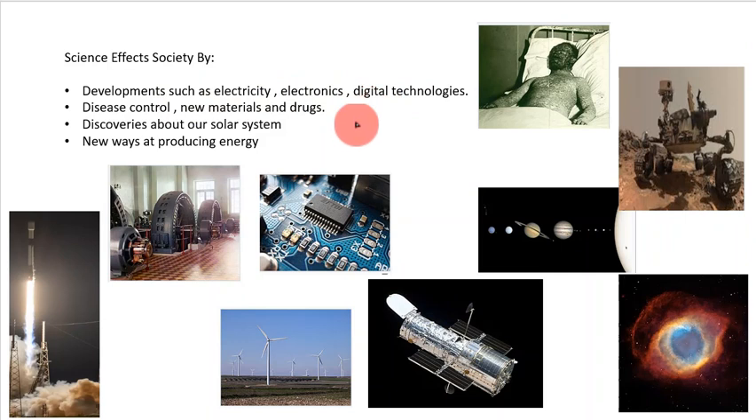These three: disease control, new materials, and drugs. This is a picture of a guy who has smallpox. Smallpox is all but eradicated by science through the development of vaccines, and this is a horrible disease that creates an awful lot of human suffering. By scientists trying to understand how disease works, and medical doctors trying to understand how the human body works, all of this helps in the fight against disease and in coming up with new ways of treating particular types of diseases. So disease control, new materials, and new drugs as well.